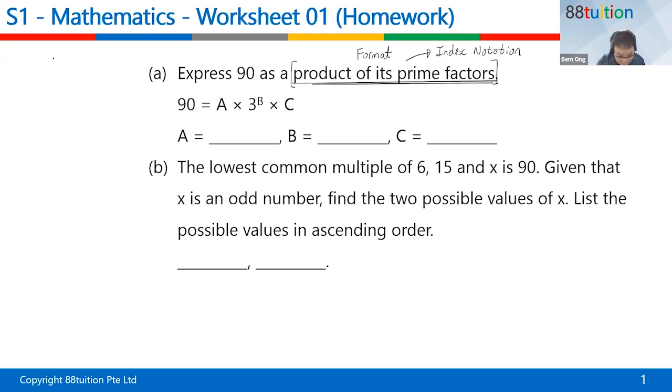So let me try to use prime numbers to break down the number 90. And remember the meaning of prime numbers? I specifically told you to remember the first 5 prime numbers: 2, 3, 5, 7, 11. These are the first 5 prime numbers that you have to remember from last week.